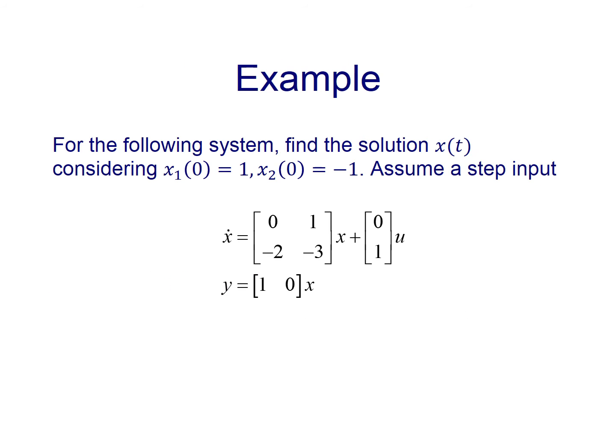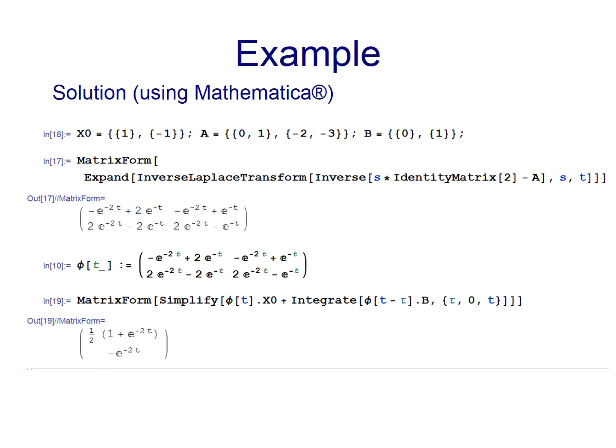Okay, so let's do an example. For this system, find solution x of t considering this couple of initial conditions, which actually is the initial point of the trajectory of solution, and let us assume a step input. It is the same system, so let us do this using Mathematica. So the first line here, as input 18, is just the declaration of variables. We have x sub 0 as the vector 1 and minus 1, and dynamics matrix A is input here as 0, 1, and minus 2, and minus 3, and B equals 0 and 1.